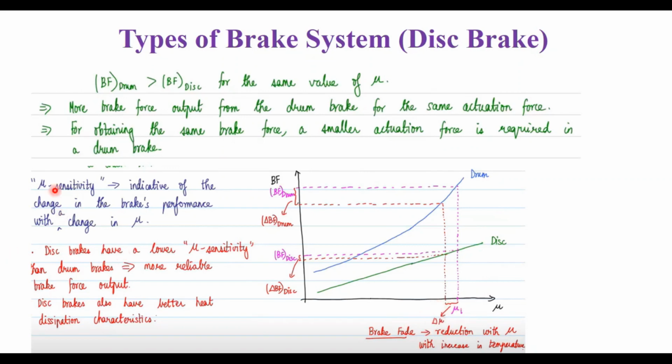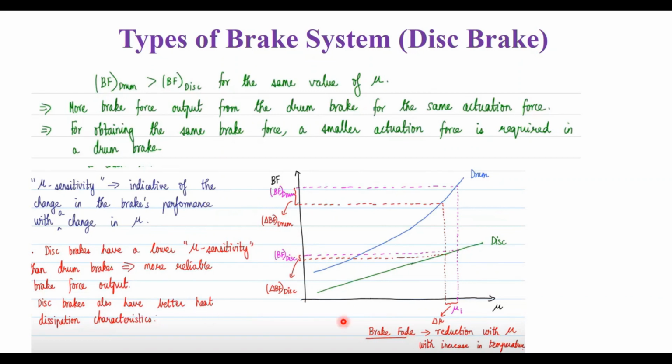Now, nu is nothing but the friction sensitivity. It is the indicator of the change in the brake performance with respect to a change in the friction nu. You see here, the disc brake has a lower friction sensitivity. With respect to the reduction in friction, the disc brake has a lower sensitivity than the drum brake, which means the disc brake is more reliable for the brake force output compared to the drum brake.